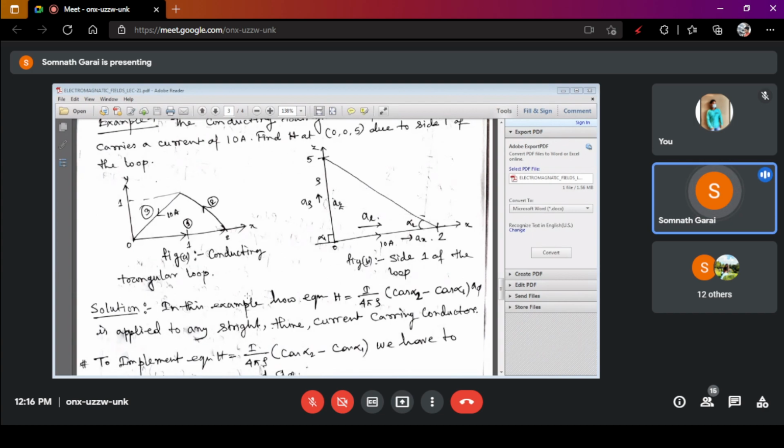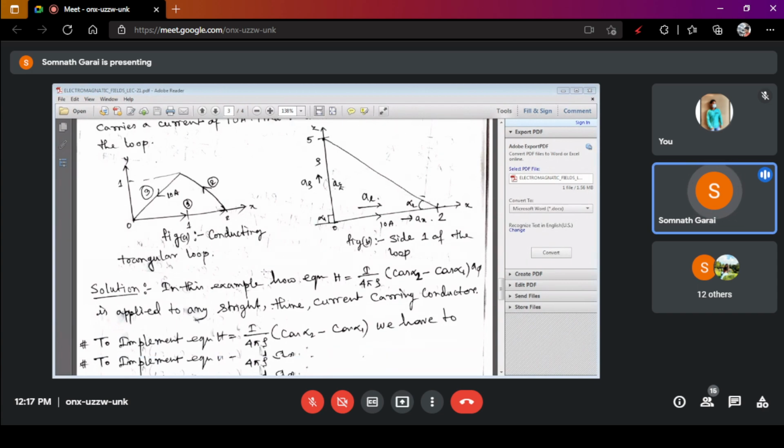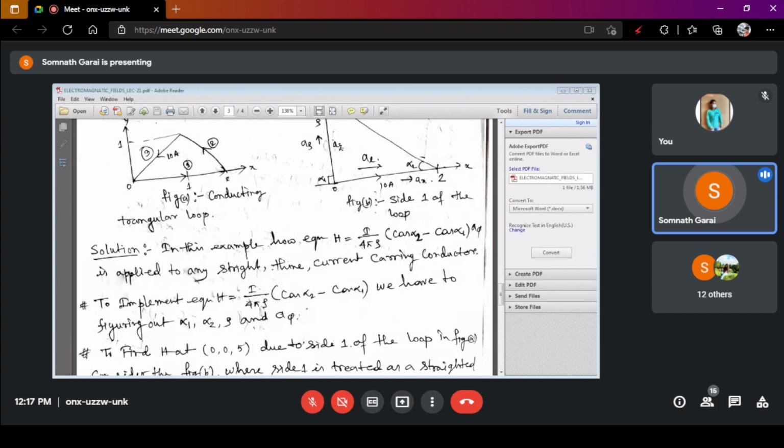Now, to solve this problem, we have to implement our magnetic field intensity formula, that is H is equal to I by 4 pi rho times cos alpha 2 minus cos alpha 1 A phi. This formula we can apply to a straight current carrying conductor. This is a straight current carrying conductor, but we have to place this side along the z direction. So we have to draw a new figure for side 1 of the loop, and then implement our formula, H is equal to I by 4 pi rho cos alpha 2 minus cos alpha 1.